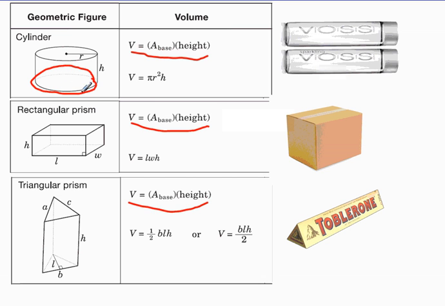So we have a circle is the base of a cylinder times the height. So pi r squared is the circle times the height. A rectangular prism is just a rectangle times the height. So you can see length times width for the rectangle, and then times the height. And a triangular prism is a triangle. So base times L divided by 2, and then multiply that by height.